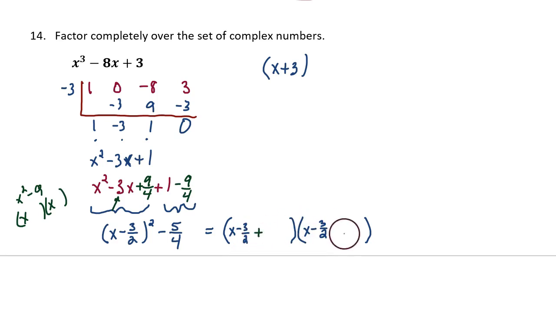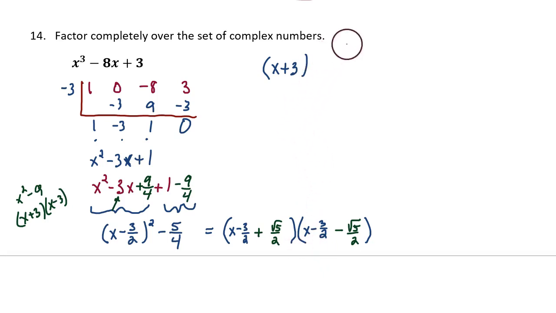Then there's a plus sign, and over here a minus sign. Now in this spot, use the square root of 5/4. That's the square root of 5 over 2. Again, this is exactly the same thing as what we're used to from earlier in the year. So if you look over at this one, what's the square root of 9? We would write plus 3 and minus 3. Same idea. We have just found two more factors.